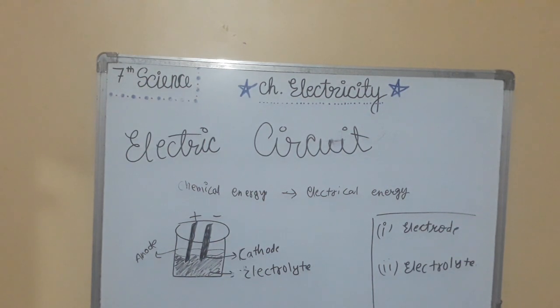Now second is the electrolyte. The chemical solution in which the metal components or electrodes are dipped is called an electrolyte. Electrolytes are either in molten or in solution form. Thus, a cell is a combination of electrodes and electrolytes which convert chemical energy into electrical energy.